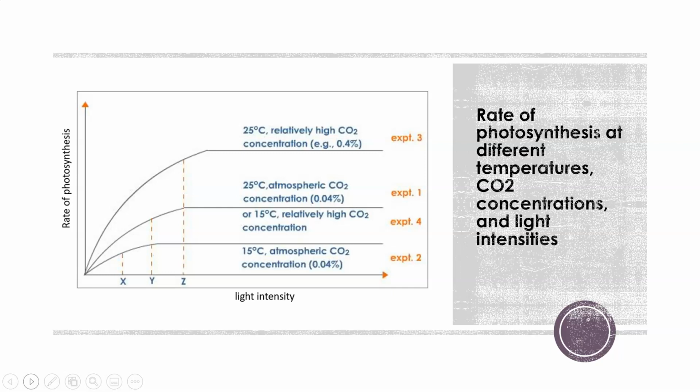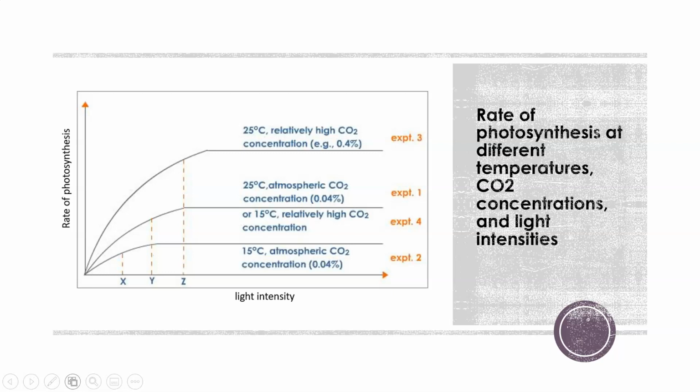All right, the rate of photosynthesis at different temperatures with different concentrations of carbon dioxide and light intensities. The thing is with this, we've got three different variables here. Let's have a look. Experiment 2 at the bottom there, we've got 15 degrees. We've got atmospheric carbon dioxide concentration at 0.04%. Our light intensity is increasing as we go along the horizontal axis, and our rate of photosynthesis as we go up the vertical axis.